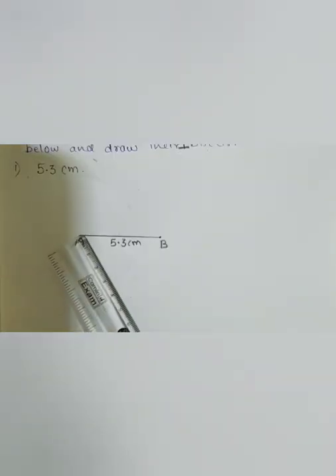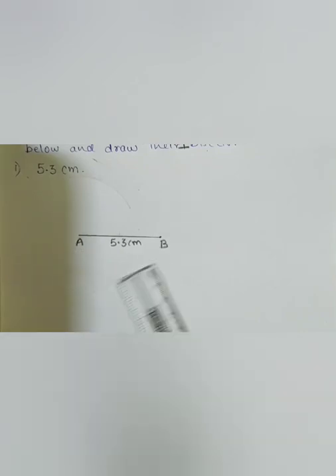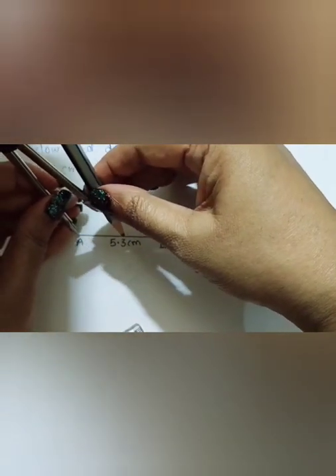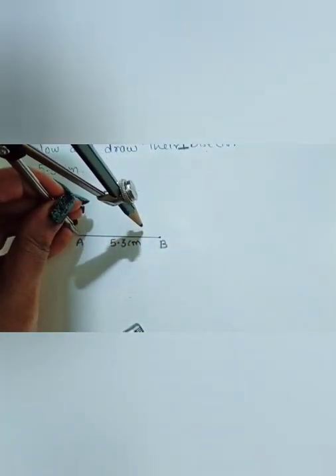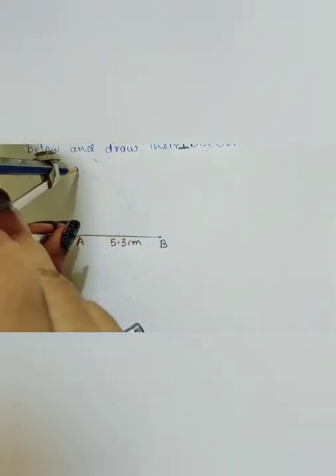I have drawn line segment AB. This is A and this one is B. With the help of point A, we'll keep the compass on point A. We'll check the midpoint. Then we have to take more than this. Okay. Now we have to draw an arc on both sides. I hope it is visible.